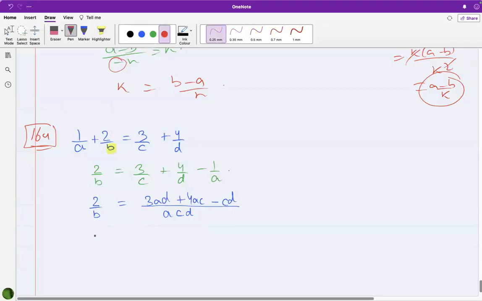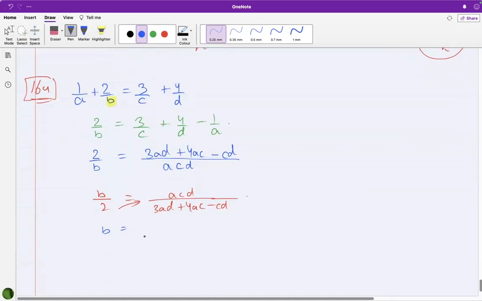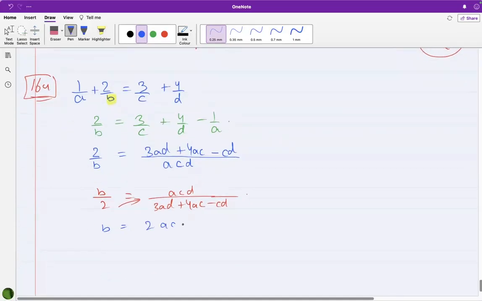Now taking the reciprocal. b over 2 is equal to ACD over 3AD plus 4AC minus CD. And taking 2 on the other side, b is equal to 2ACD over 3AD plus 4AC minus CD. Yeah.